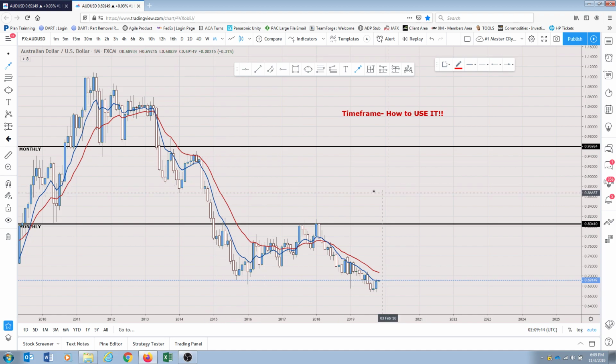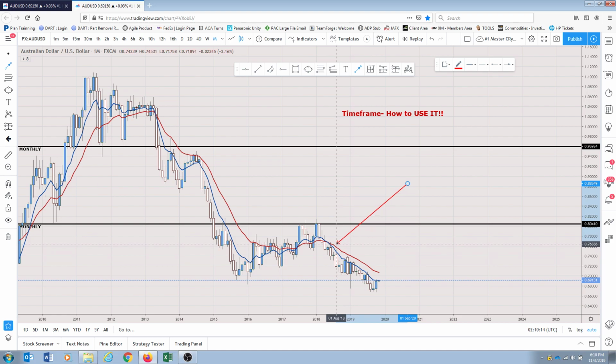We're on the monthly chart right now. See right here, we had a double top at a monthly resistance line. That would have definitely been an area of interest where you should have been looking to sell, because it formed a double top and then the EMAs crossed. So you have two pieces of information here: double top at monthly resistance, and then the EMAs crossed and a downtrend continued.